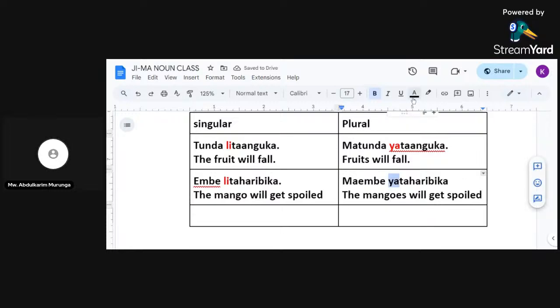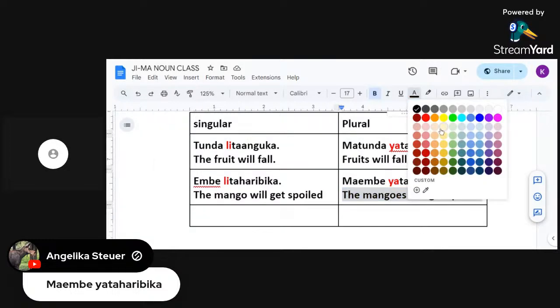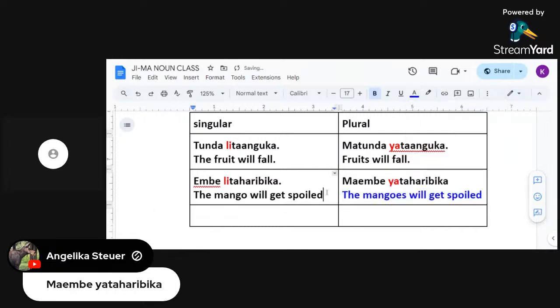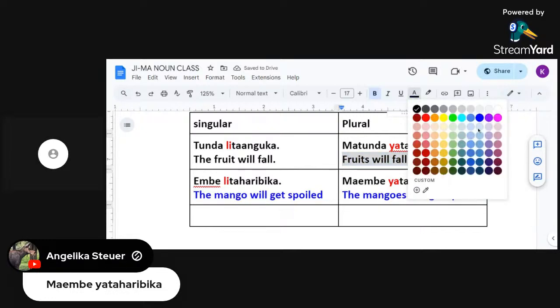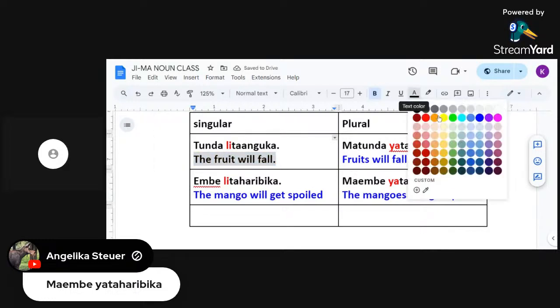Okay, this is what we're talking about. Maembe yataharibika. Ya, ndiyo dada Angelica, maembe yataharibika. Sawa sawa, vizuri sana. Maembe yataharibika.